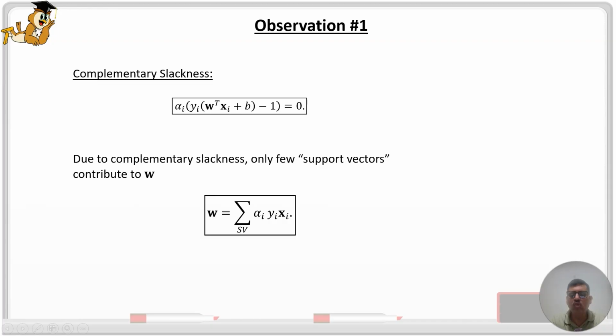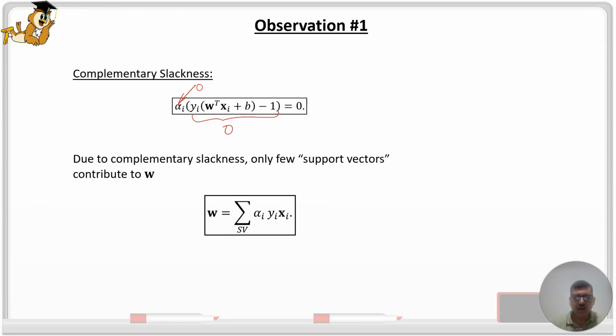Okay, I have a few observations. Firstly, the complementary slackness conditions. This was a funny condition dictated by the KKT, which said that alpha i times yi (w transpose xi plus b minus 1) equal to 0. Okay, so either alpha is 0 or this quantity is 0. So one of the two has to be 0.